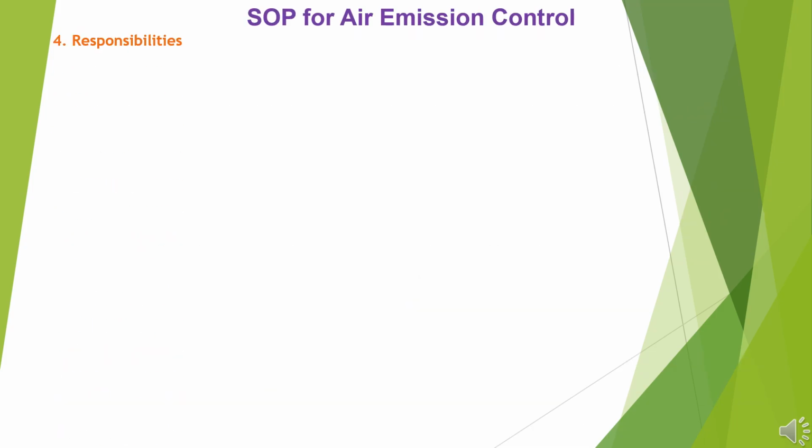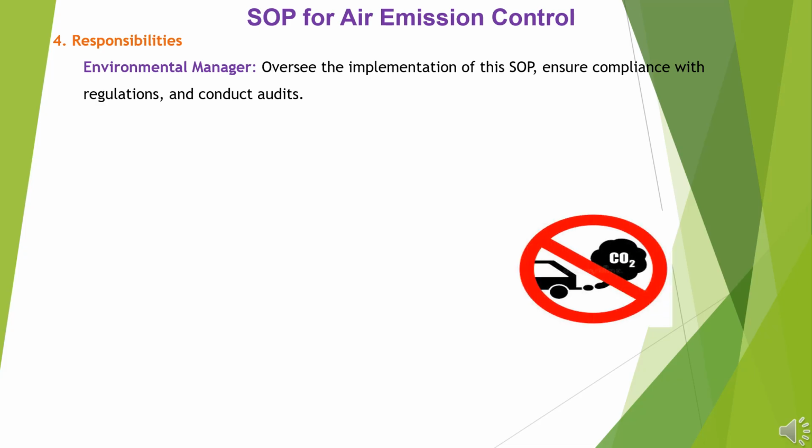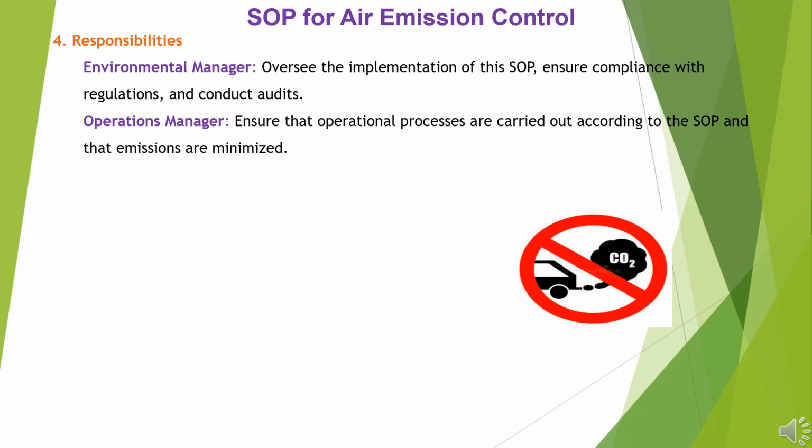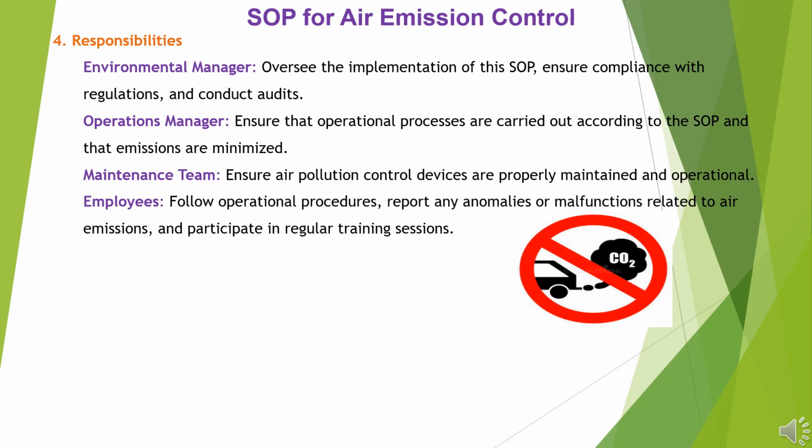4. Responsibilities. Environmental manager: oversee the implementation of this SOP, ensure compliance with regulations, and conduct audits. Operations manager: ensure that operational processes are carried out according to the SOP, and that emissions are minimized. Maintenance team: ensure air pollution control devices are properly maintained and operational. Employees: follow operational procedures, report any anomalies or malfunctions related to air emissions, and participate in regular training sessions.